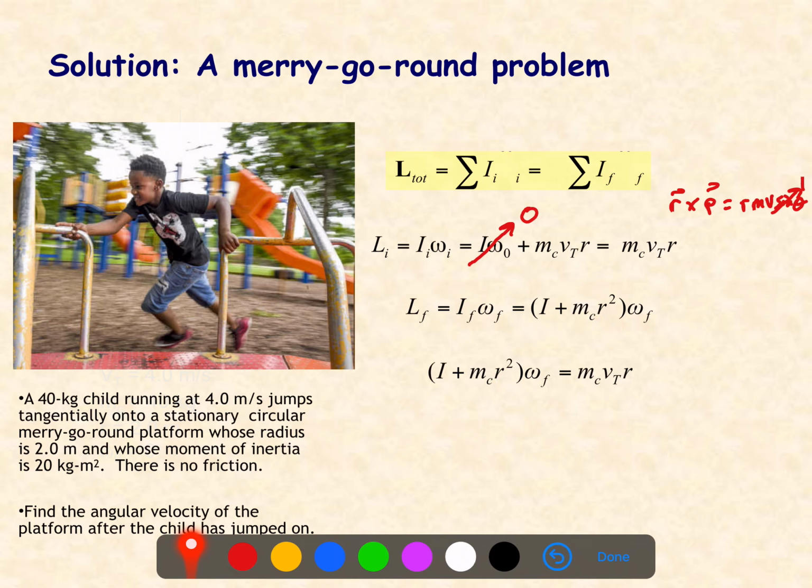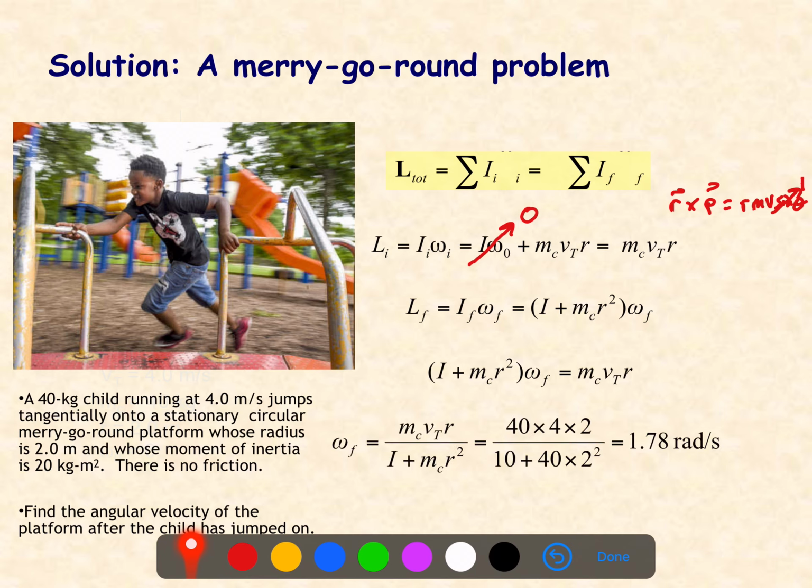Okay, so when we equate the initial state to the final state, we get the following expression. And when we simplify and plug in the numbers that were given to us in the problem, we come to the conclusion that the final state is that the merry-go-round is rotating at an angular speed of 1.78 radians per second.